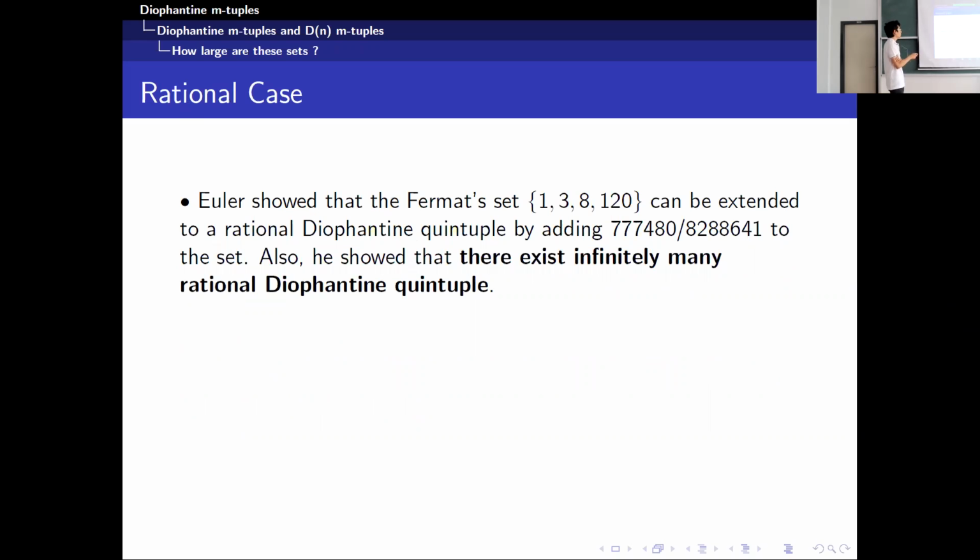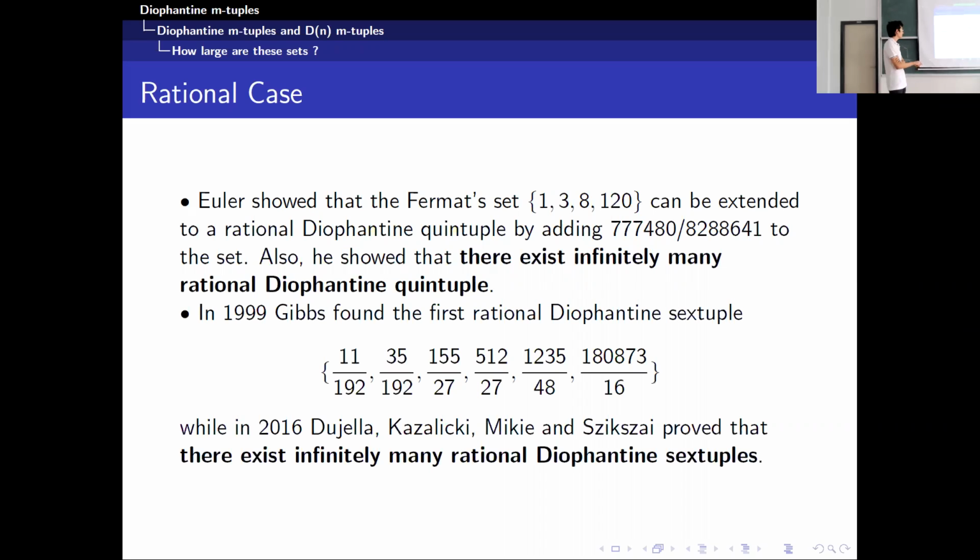After Fermat, Euler showed that Fermat's set can be extended to a Diophantine quintuple by adding just this number. I can't show it now because the numerator and denominator are too big. He also showed that there exist infinitely many rational Diophantine quintuples.